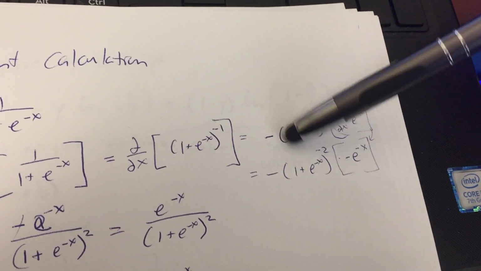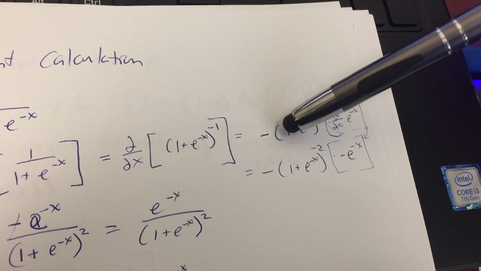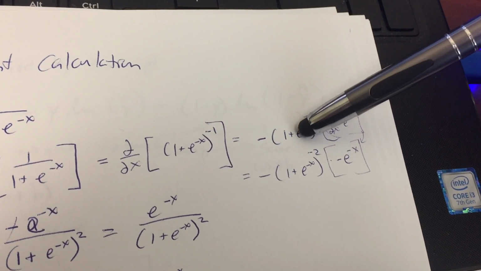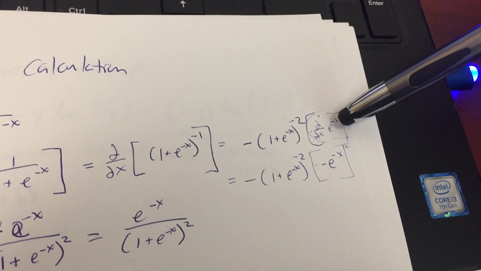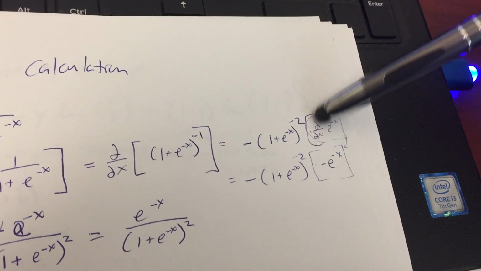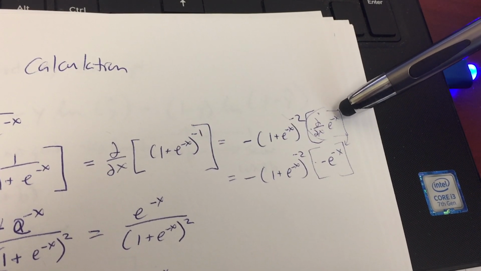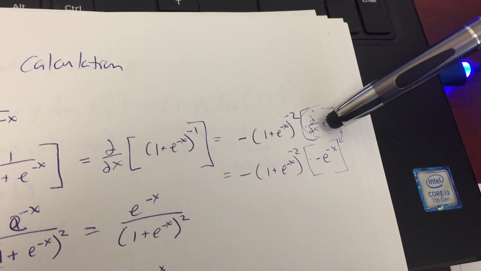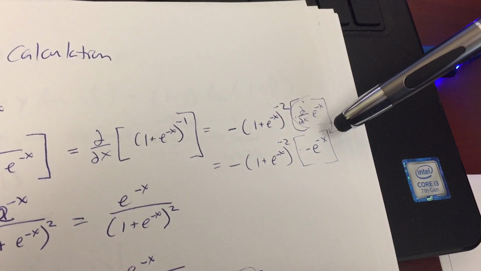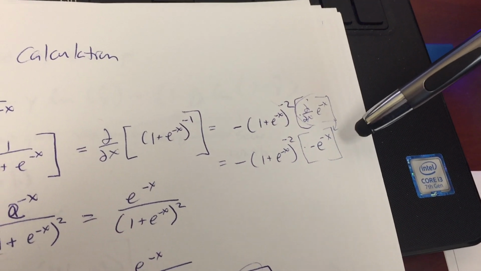So derivative of this with respect to x: 1 is a constant, so there's 0. So we're just basically taking the derivative of e to the minus x. The derivative of e to the minus x, you're going to do the same thing. It's going to be this negative multiplied by whatever is here, which is nothing, so it's going to be negative here, e to the minus x.